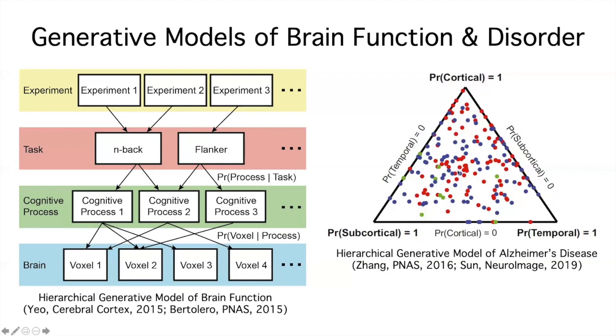represents a participant. The corner of the triangle represents a pure factor or subtype. So this red dot here is almost like a pure cortical subtype, which is kind of interesting. This means that this patient has predominantly cortical atrophy, which is interesting given that Alzheimer's disease is typically associated with medial temporal atrophy. However, most patients are in the middle of the triangles, expressing multiple atrophy factors, which might relate to co-occurring disease processes.